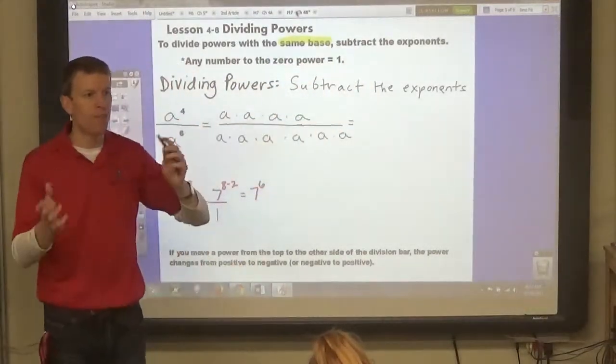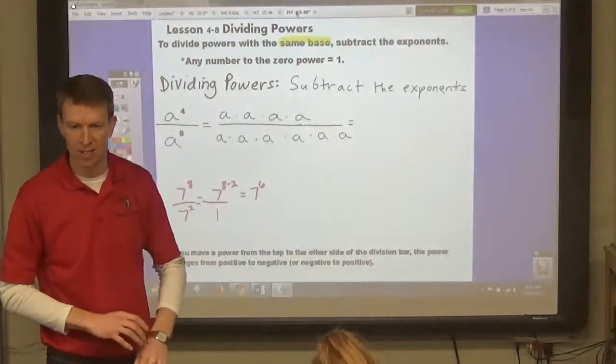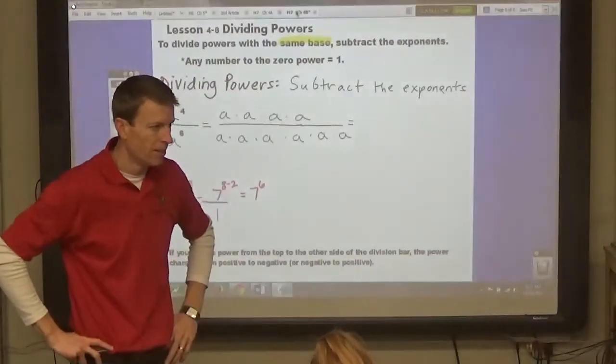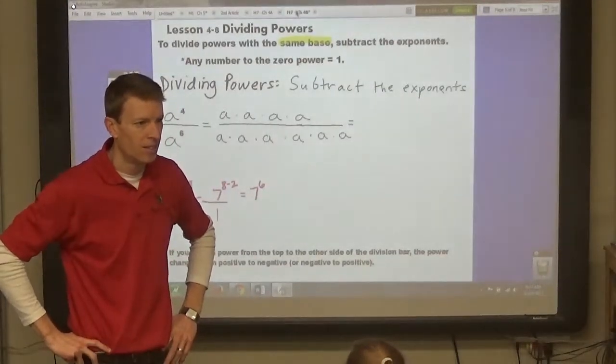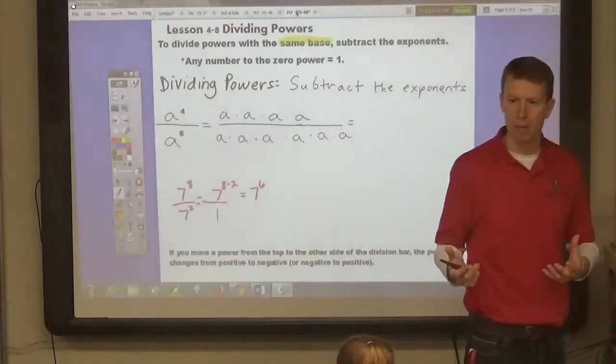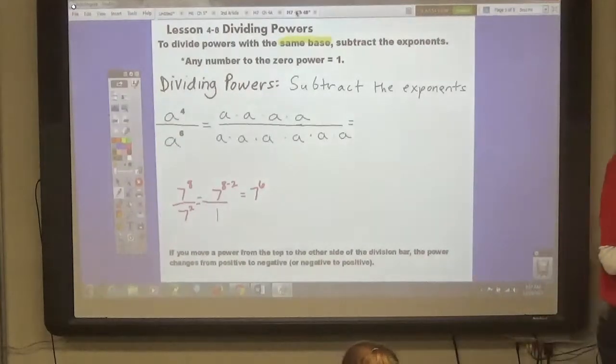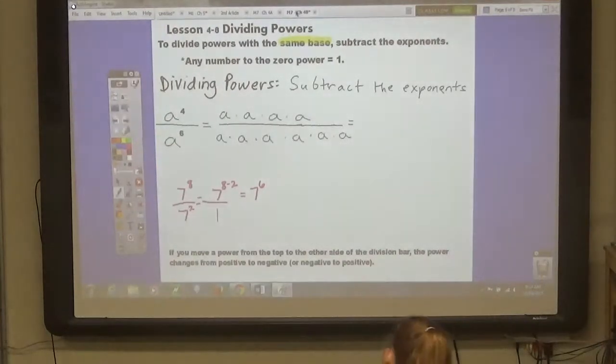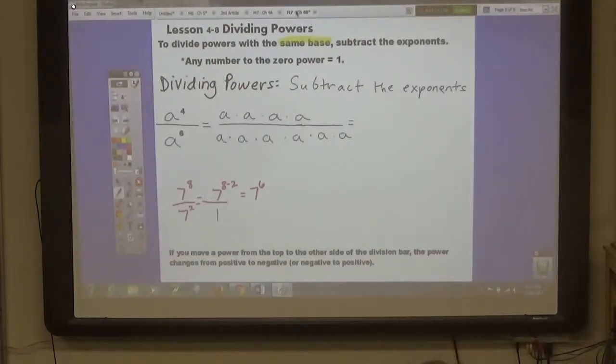How is that related to multiplying powers? Look what we did yesterday. We multiplied powers yesterday. How did we find the answer when you're multiplying powers, you guys? Bethany? Right. You added the exponents when you multiply powers.